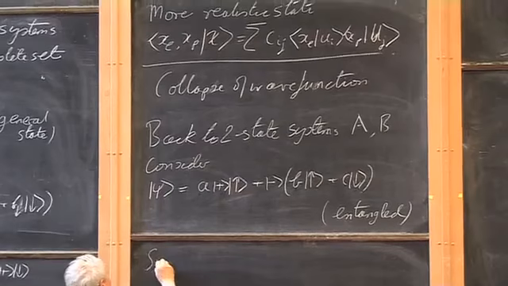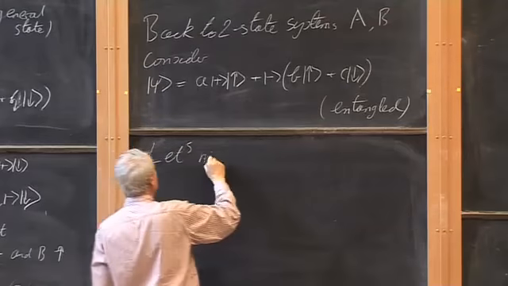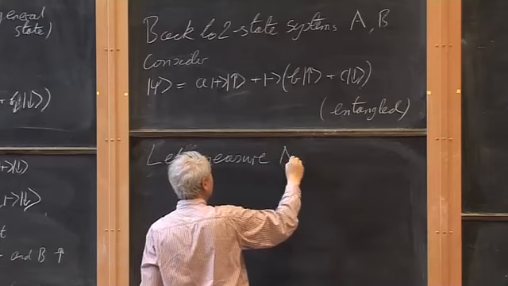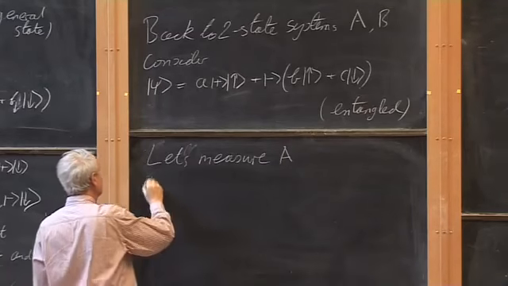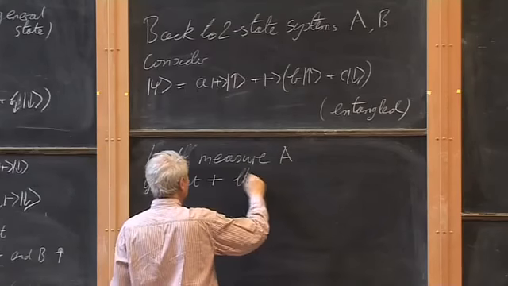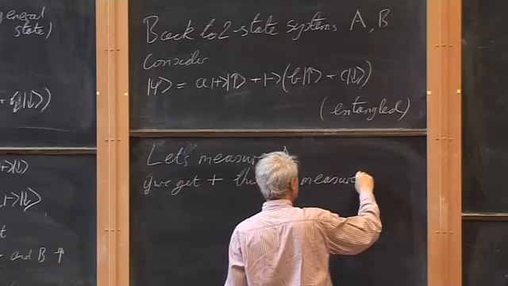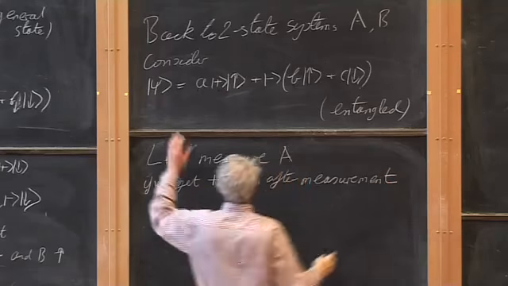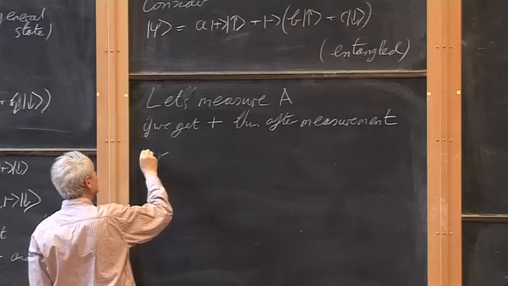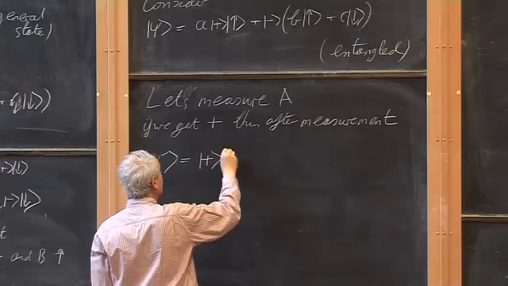Okay. Now, suppose we measure. So let's measure subsystem A. If we get plus, then after measurement, the theory says, the dogma is, I'm not going to justify this, I'm stating this as a conjecture, that the state of the system now goes to psi primed, which is equal to plus up.